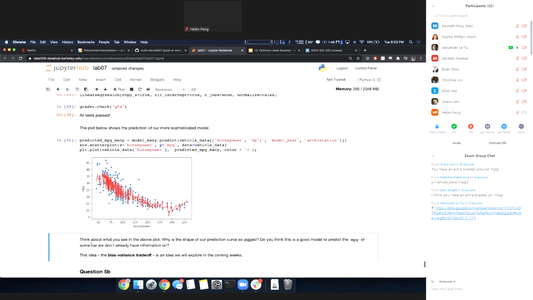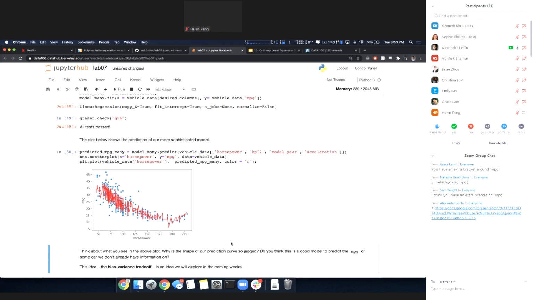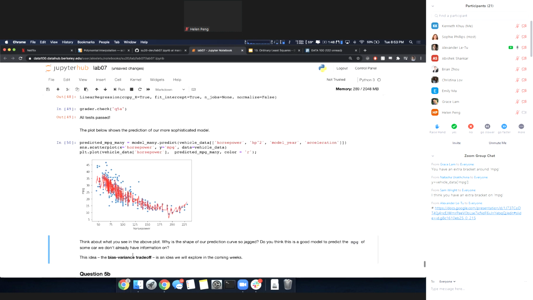So what this next cell is talking about is that it's really jagged. Do you think that this is good to predict the miles per gallon of a new car that we haven't seen yet? And this is the idea of bias variance trade-off. So here our model is much more specific. It's better representative of the data that we've received.